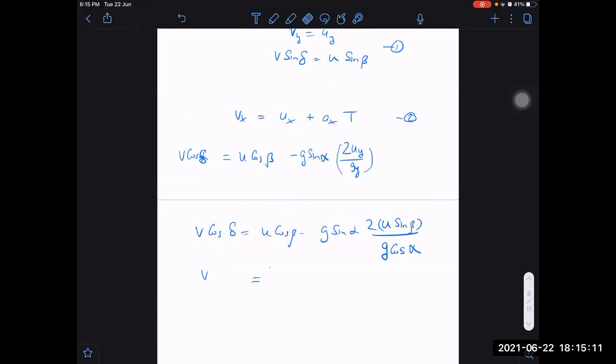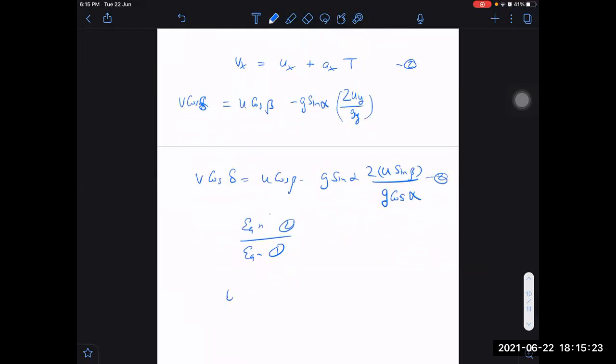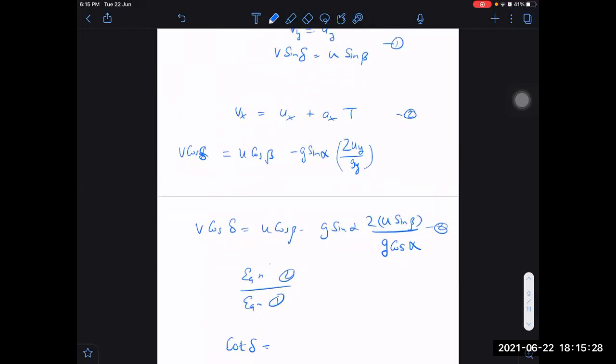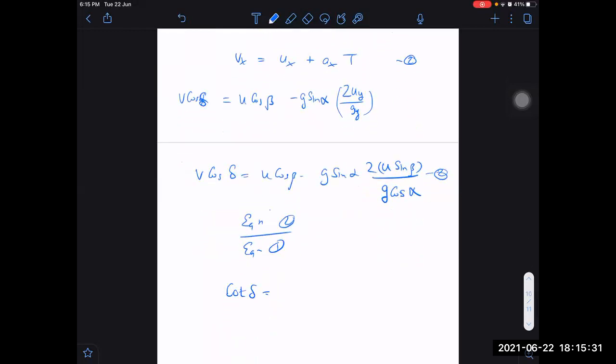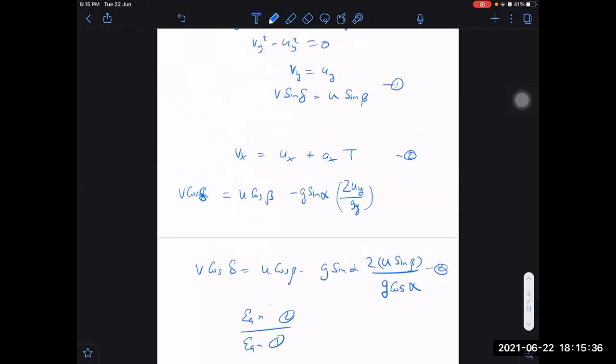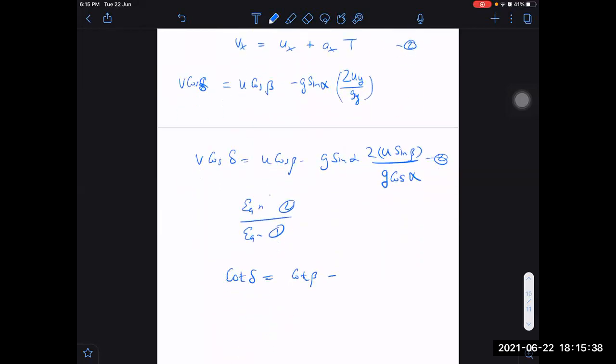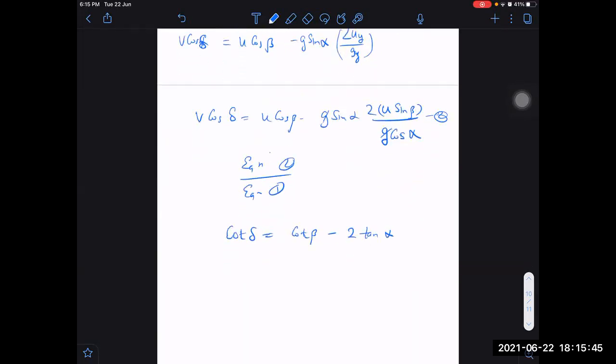What do we get then? Equation 2 divided by equation 1. Let us see what we get. Cot delta equals cos beta upon sin beta, cot beta. U is cancelled already, minus, g is also cancelled, 2 tan alpha. That only.